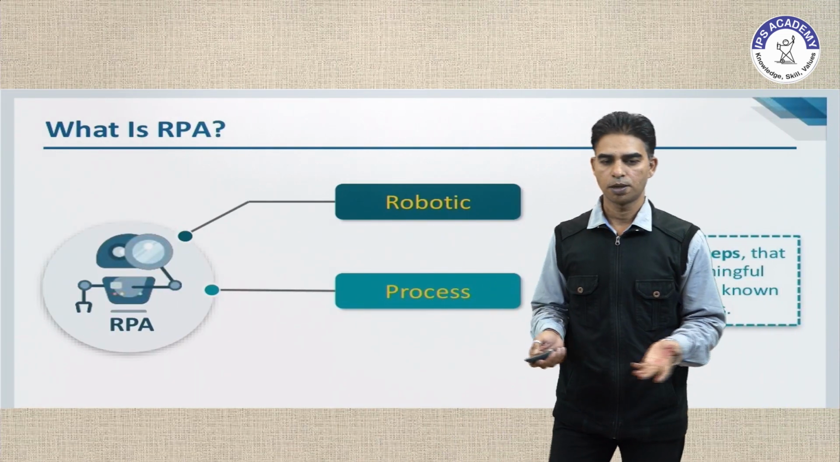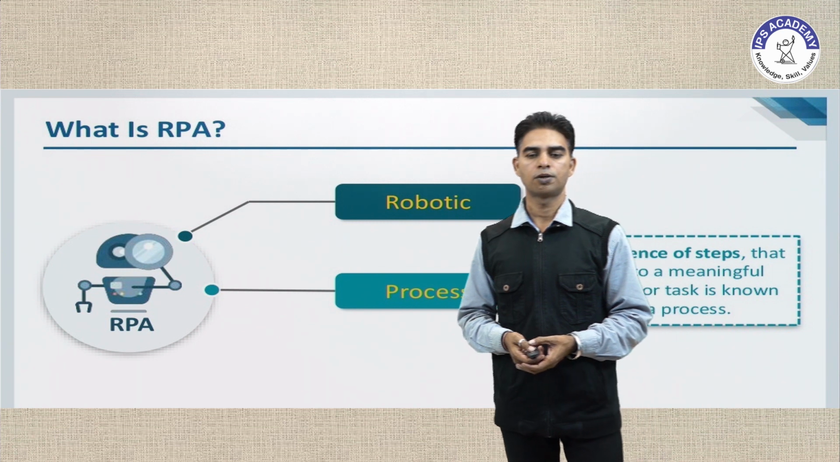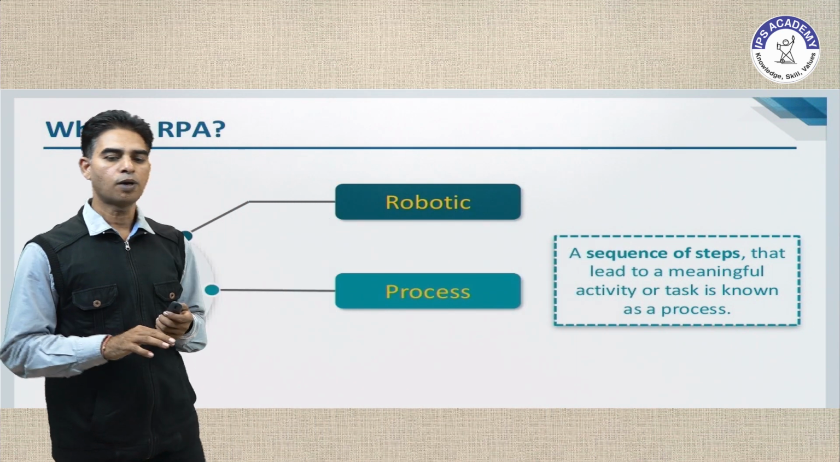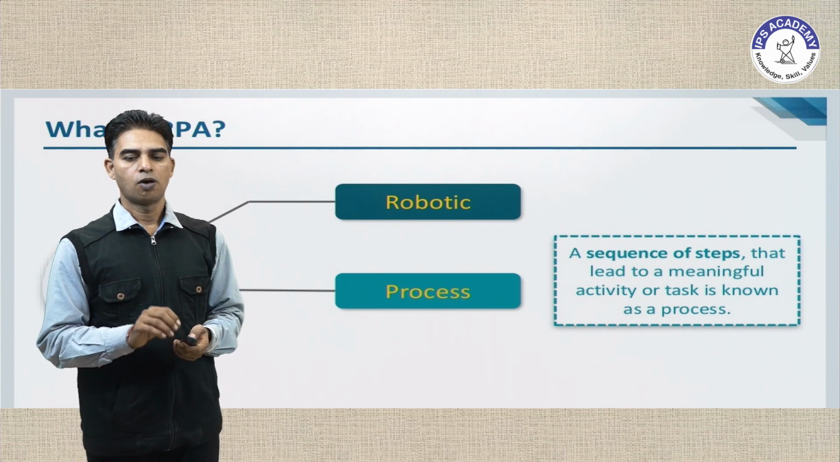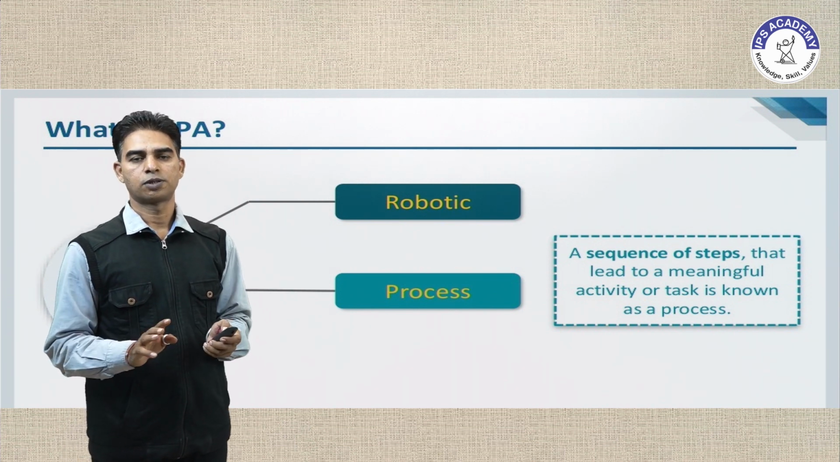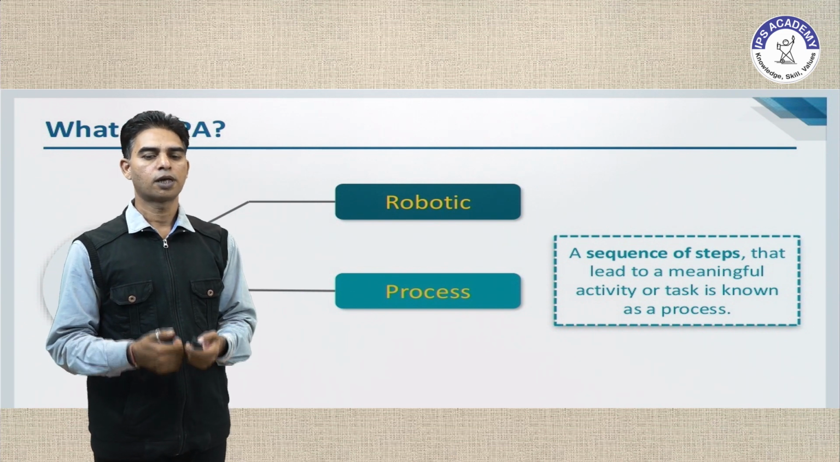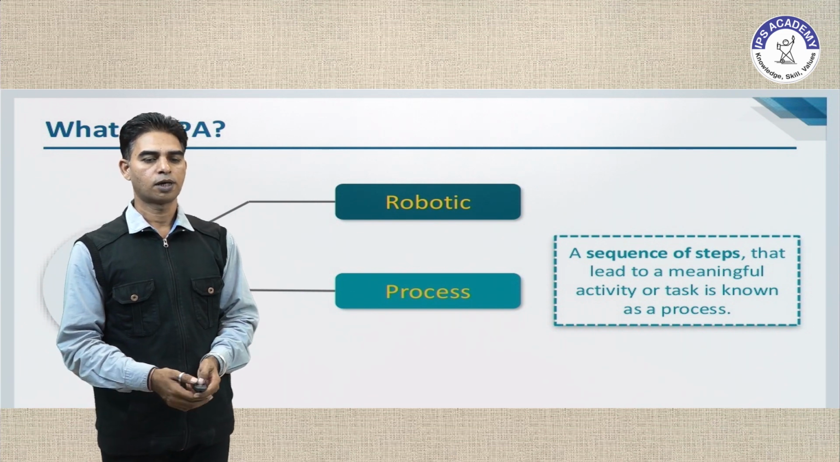And what is a process? Everyone in computer science and engineering knows what a process is. A sequence of steps that lead to a meaningful activity or task is known as a process. So whenever there is any repetitive task or any meaningful task, it is known as a process.